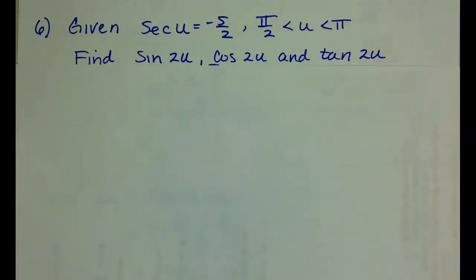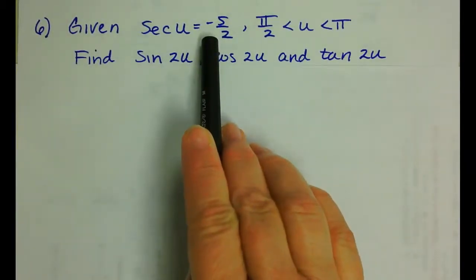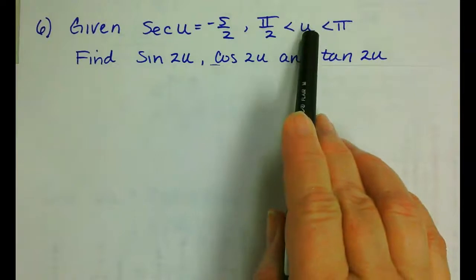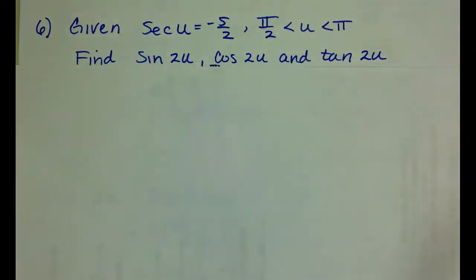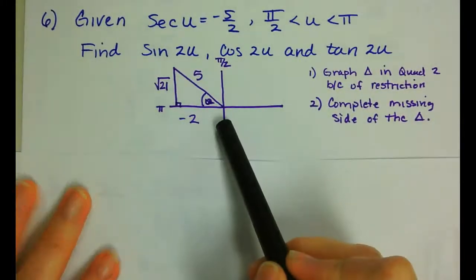On number 6, we're given secant of u equals -5/2. We're given the restriction to be from pi over 2 to pi. And we're going to find sine of 2u, cosine of 2u, and tangent of 2u. So the first thing we need to do, remember, is to draw the triangle, filling in the missing sides if there are any, and then make sure we get it drawn in that restriction. So pi over 2 to pi means you're in quadrant 2. So that's where we draw the triangle.